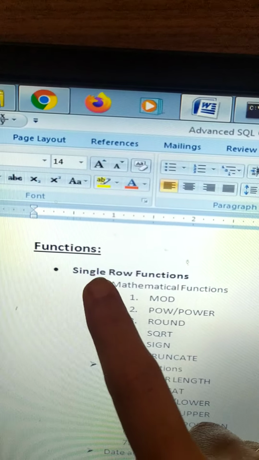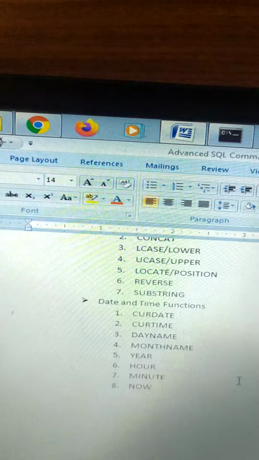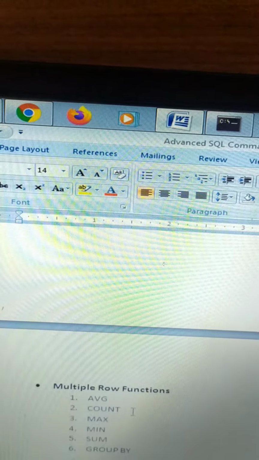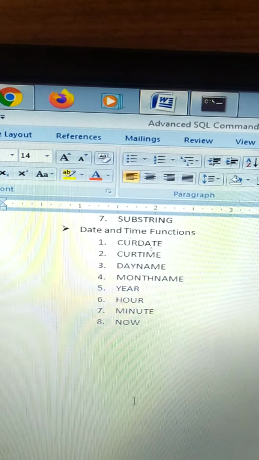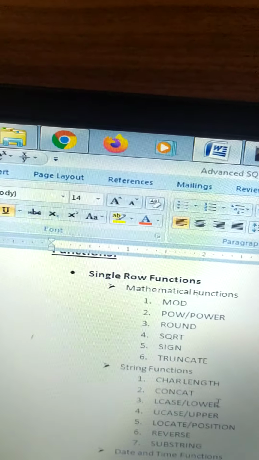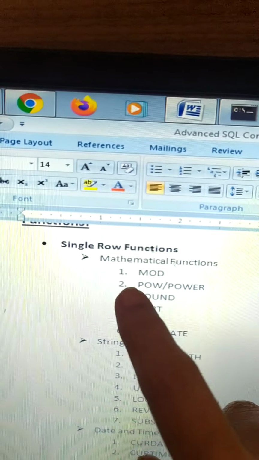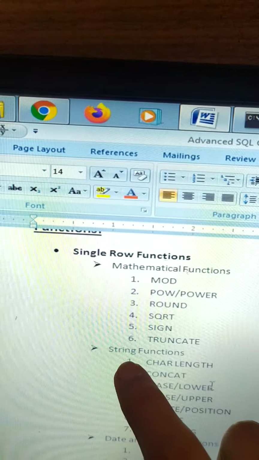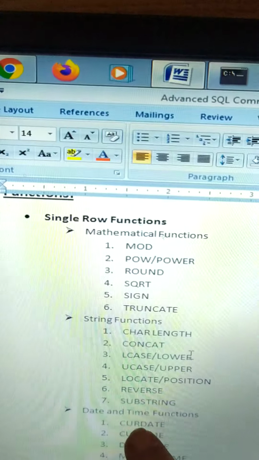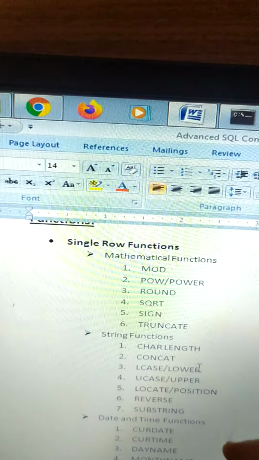Now functions are of two types: single row functions and multiple row functions. Now let's start with single row functions. Single row functions are again divided into three categories. First is mathematical functions, then string functions and date and time functions. So let's study one by one.